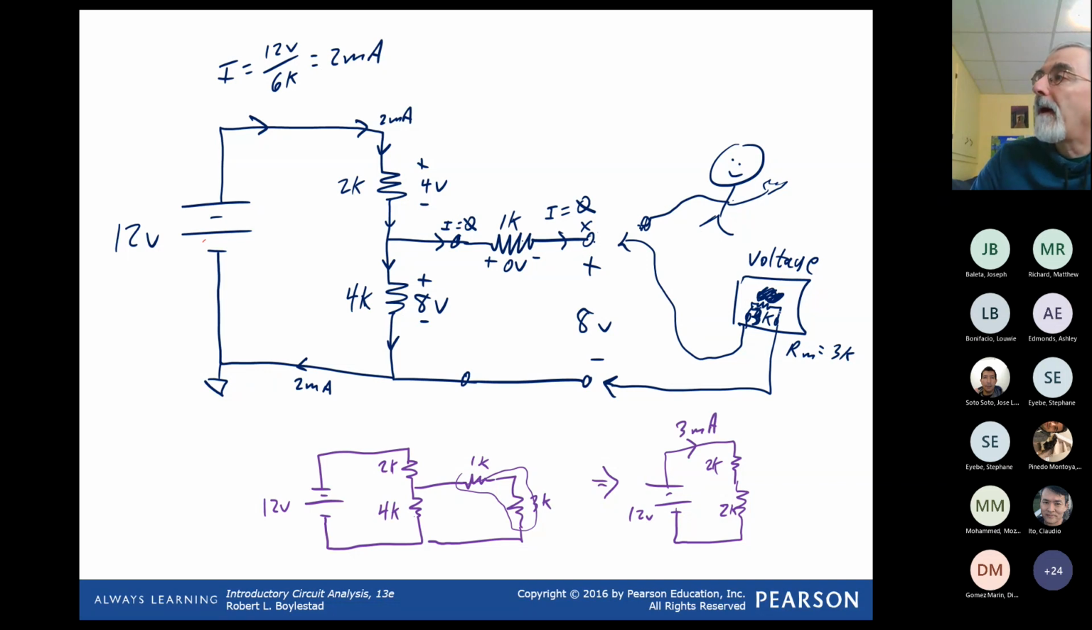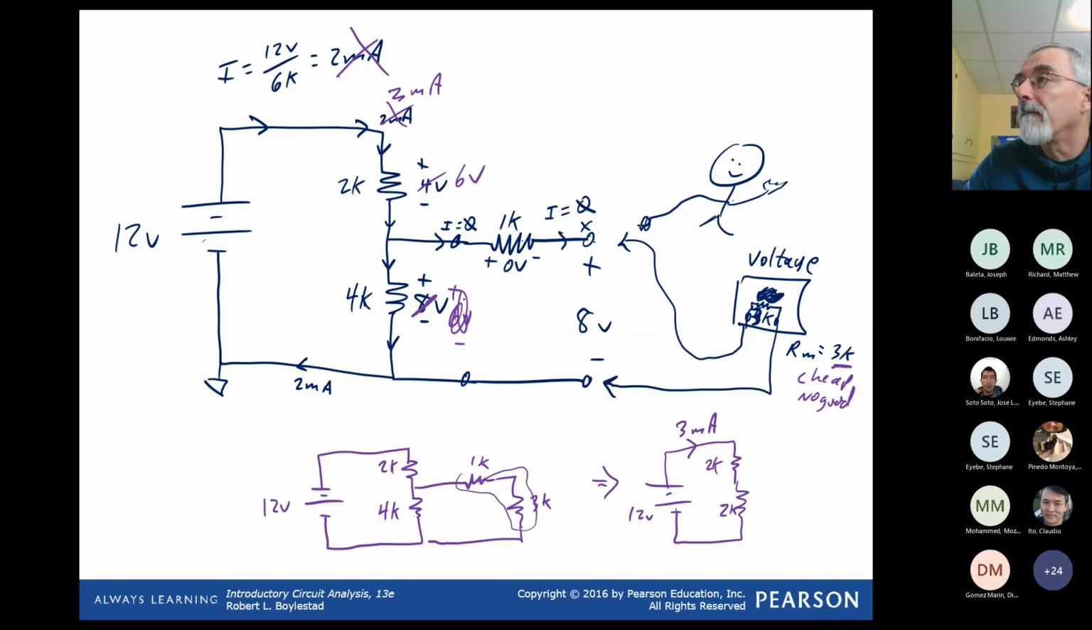So by hooking up a cheap, no good meter with an internal resistance of 3K, I'm going to change this current to be 3 milliamps because I'm putting stuff in parallel. I'm loading down the circuit. If this becomes 3 milliamps, then this becomes 6 volts, and this becomes 6 volts.